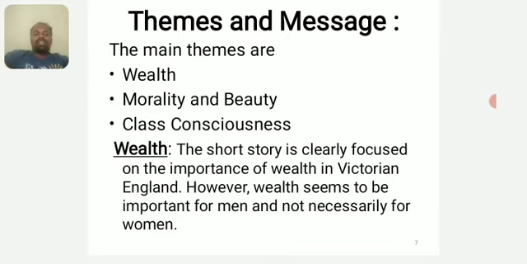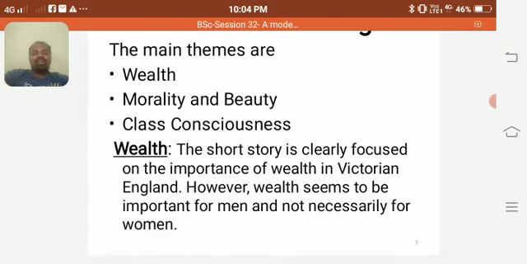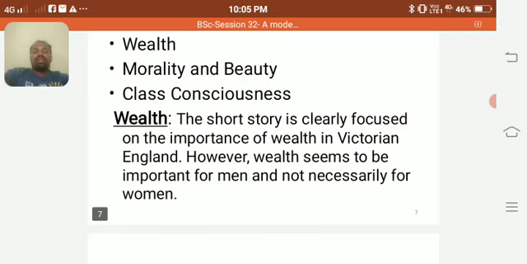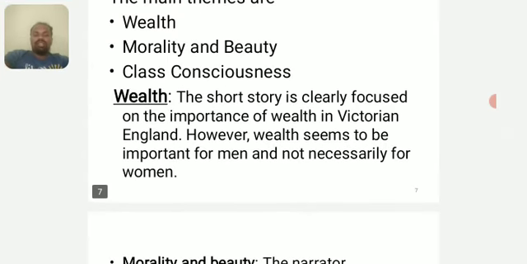Much importance was given to wealth, and men were superior to women. So that is what it states: the importance of wealth in Victorian England, and wealth seems to be important for men, not necessarily for women. We can find this in the story also, because Huggy was struggling like anything to get settled in life. He wanted to marry Laura Merton, but her father, Colonel Merton, did not allow him to marry his daughter until he earned 10,000 pounds in his career. But he was struggling. He had tried so many kinds of business, but he failed in all of them.